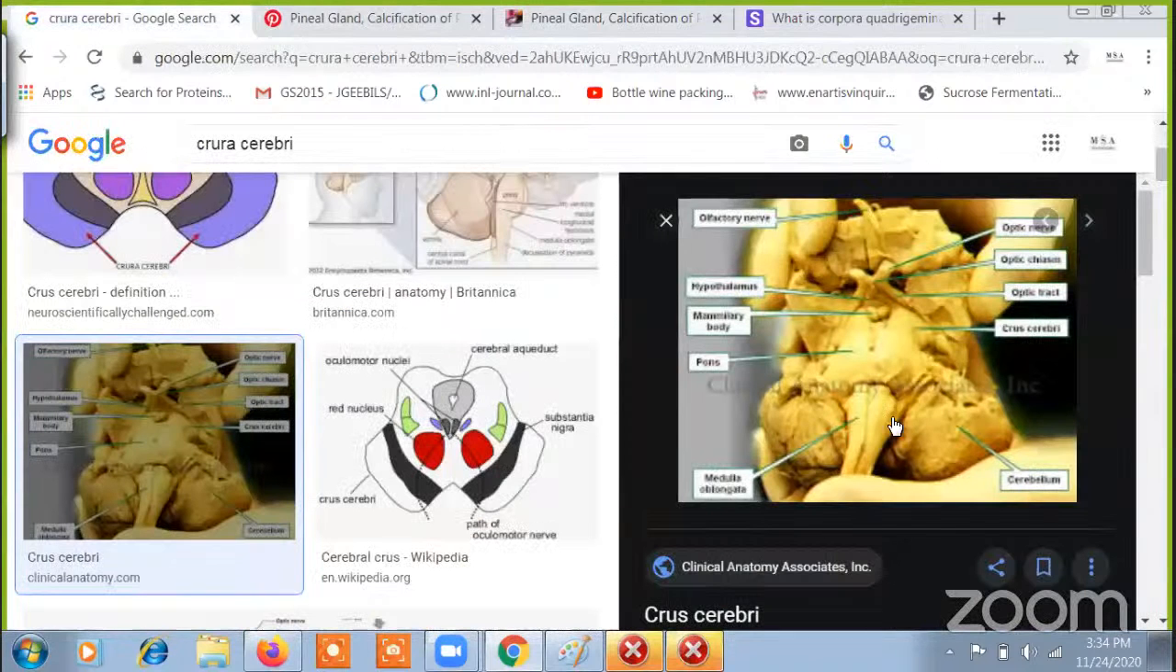Now you can see here crura cerebri. We have to see the location of the crura cerebri. This is the optic chiasma, right? And this is a mammillary body. Mammillary body is present in the mammalian brain, right? And on both the sides of this mammillary body you can find this region, which is called as a crura cerebri. This elevation is called as a crura cerebri.